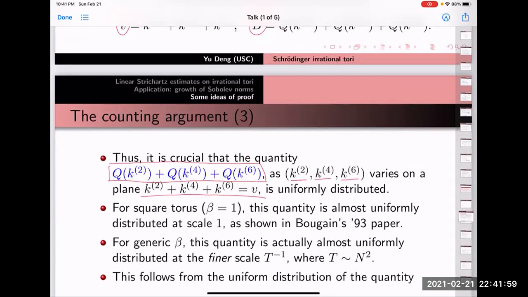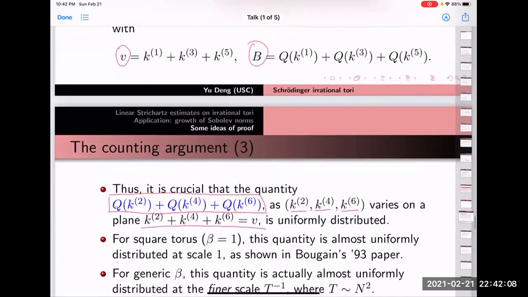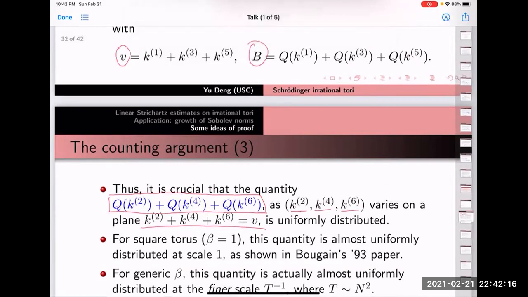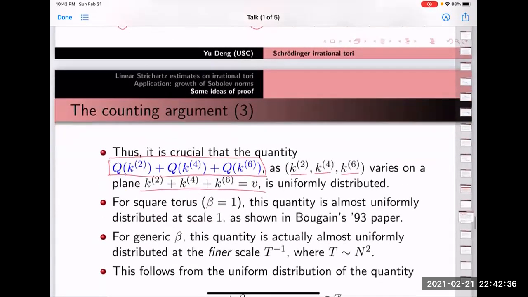this linear manifold. For the square torus, using classical number theory, it can be shown that if Q is x squared plus y squared, then of course Q is an integer, so this quantity always takes integer values. The only thing you can say is that this quantity is uniformly distributed at scale 1, which means the probability that it belongs to any interval of length 1 is roughly equal. This is the standard square torus, and you can say nothing more.